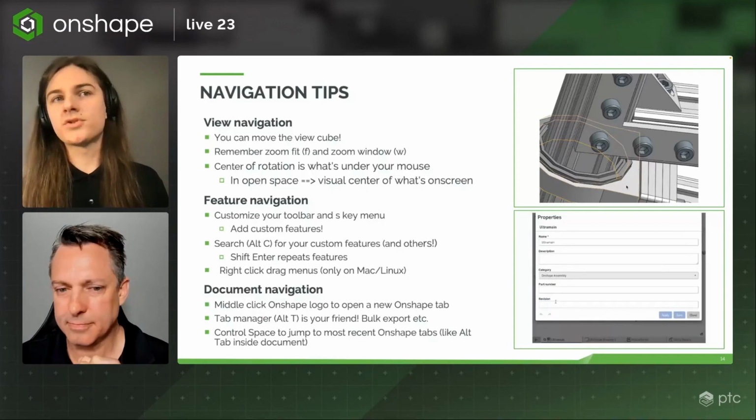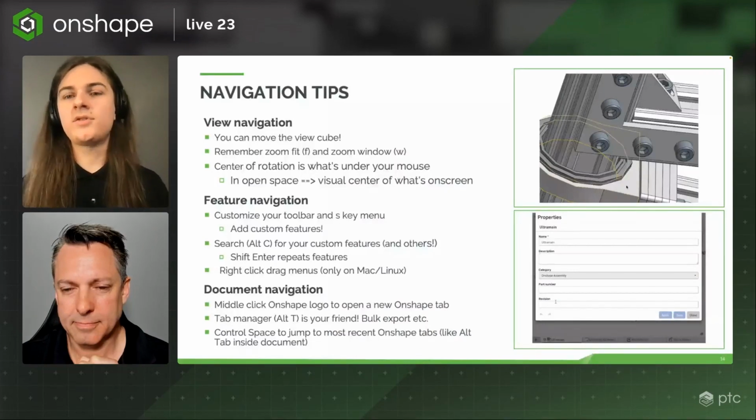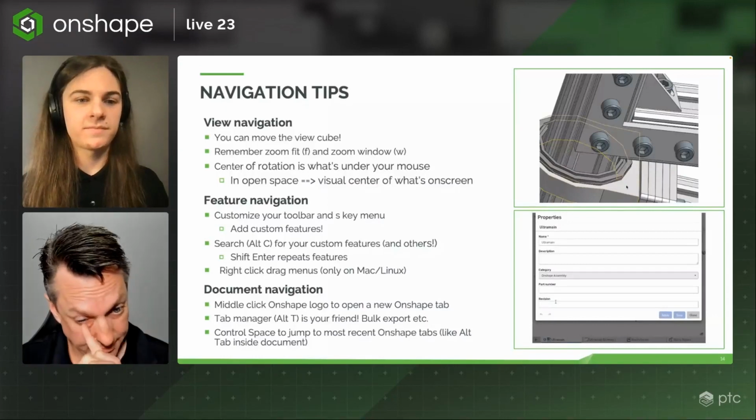Finally, Alt-T is a super useful shortcut. It lets you open up the tab manager on the left side. You can do actions like bulk export, search across the document, etc. A huge time saver. And Control Space lets you jump back and forth between your most recent tabs in Onshape.